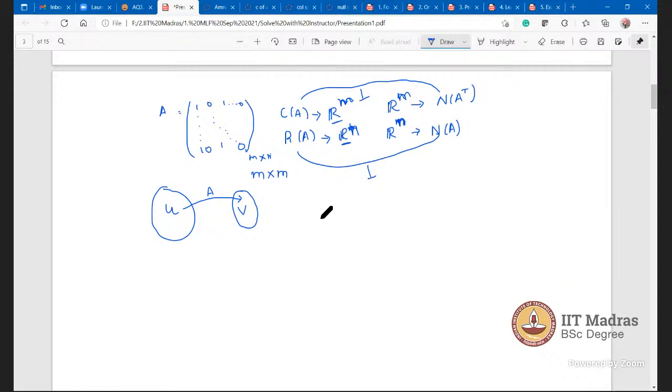So in that sense, if you remember this diagram correctly, this is a 90 degree angle. This is the row space of A, which we have in the m dimension. This is the null space of A transpose, and this is the column space of A.